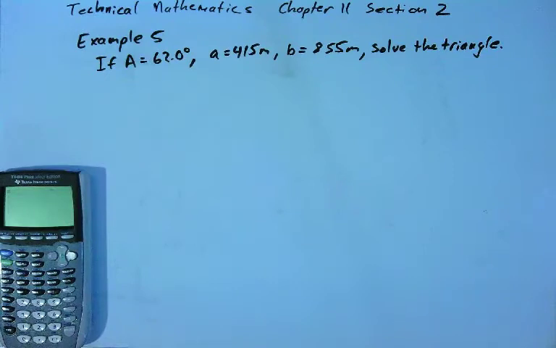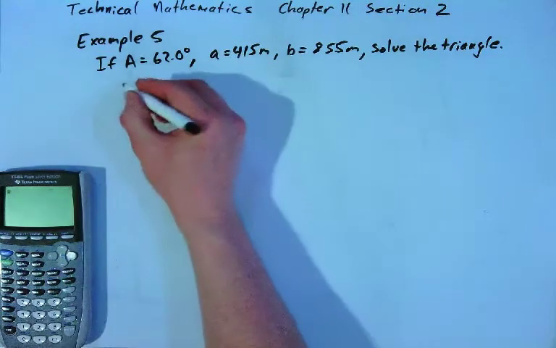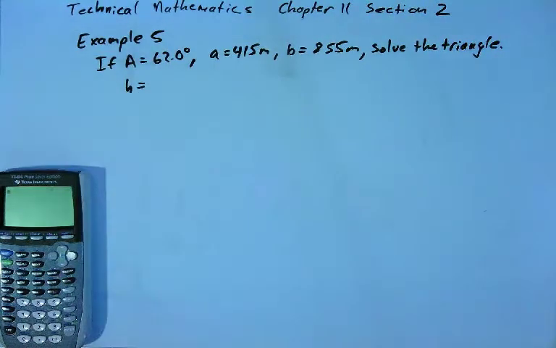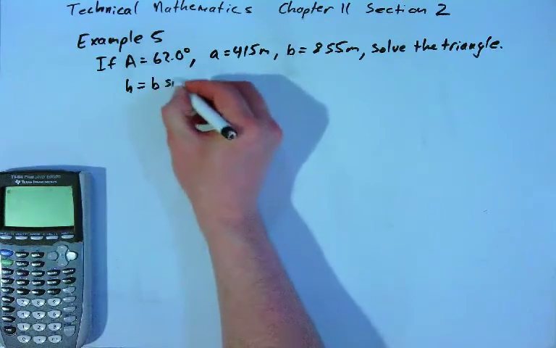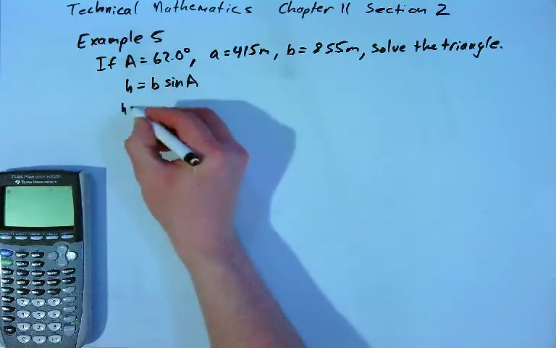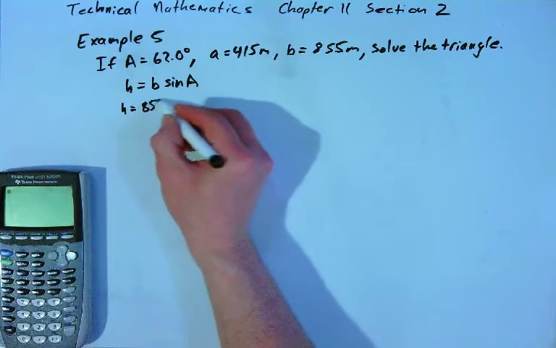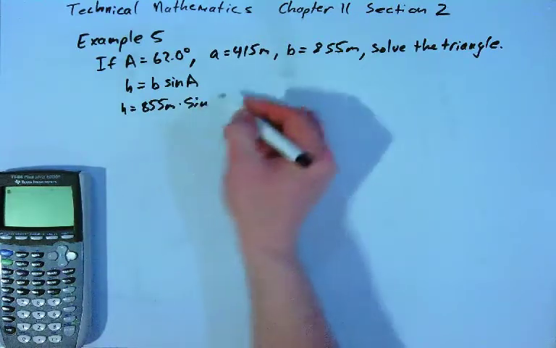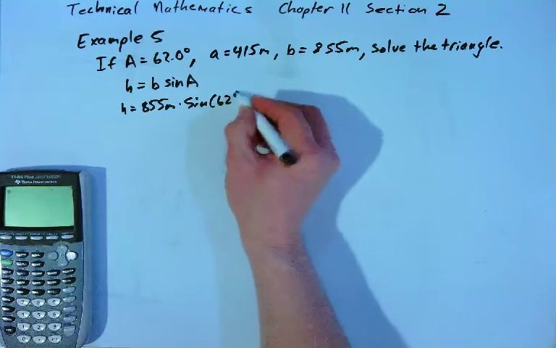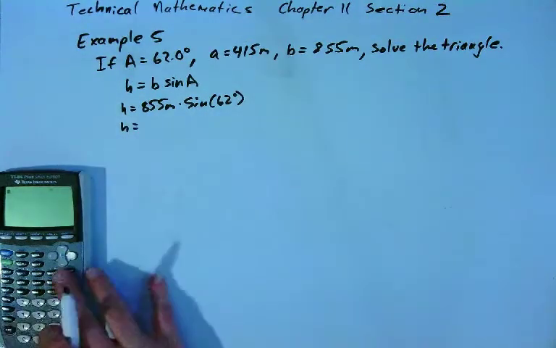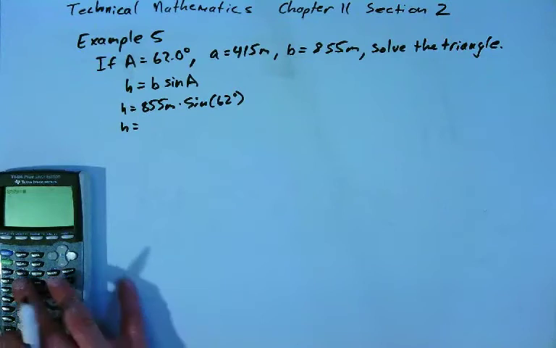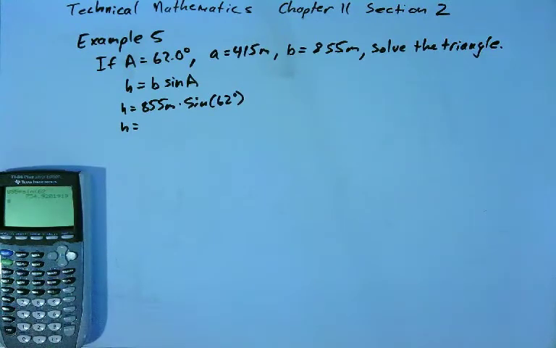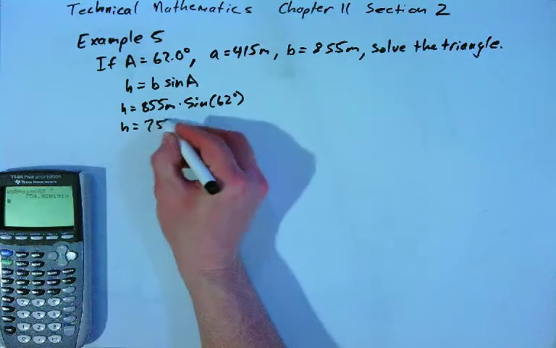This is example 5. It says if angle A is 62 degrees, side A is 415 meters, and side B is 855 meters, solve the triangle. And so again, the first thing we need to do is calculate the height of the triangle. The height of the triangle will be B sine A. And so the height is side B, which is 855 meters, times the sine of angle A, which is 62 degrees. And so H will be 855 times the sine of 62, which is 754.9 meters.